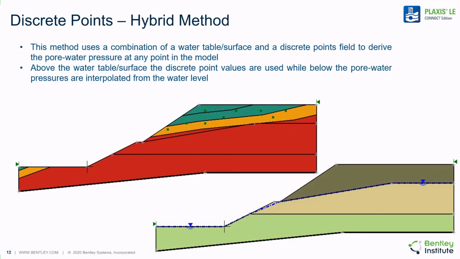The hybrid method allows the user to define the pore water pressure regime using both a water table and a discrete set of points above the water table. Below the water table, the pore water pressures are interpreted to be hydrostatic. The suctions or perched water tables defined above the water table line are interpolated using one of the methods that can be selected in the software.